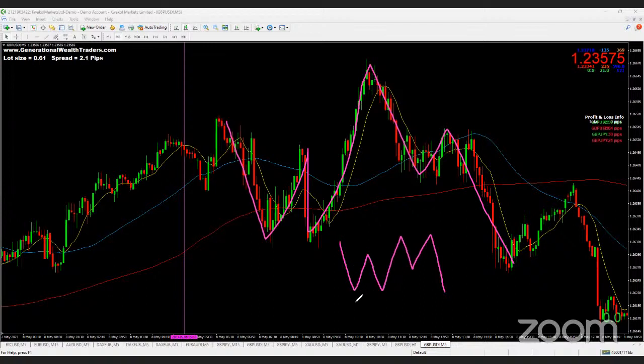When a W completes, an M follows. And when an M completes, a W follows. When an M at the top completes, a W follows.